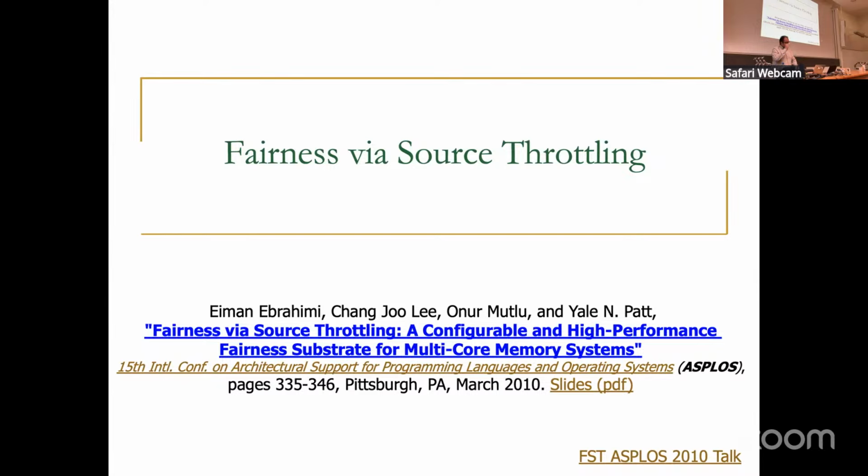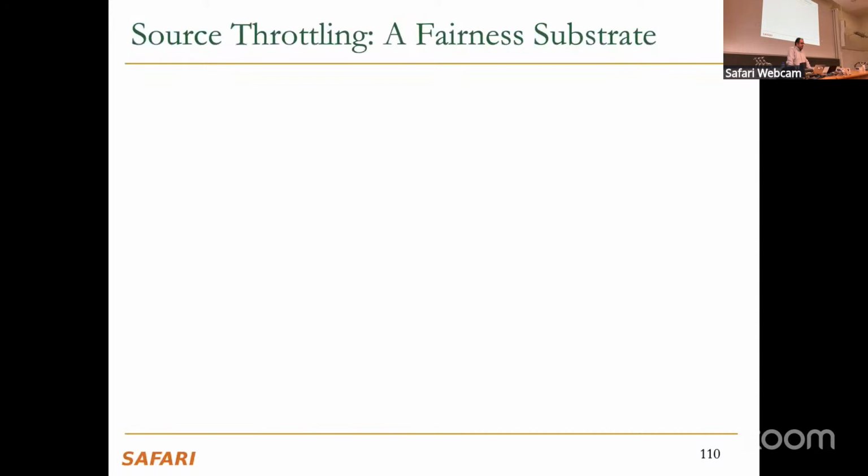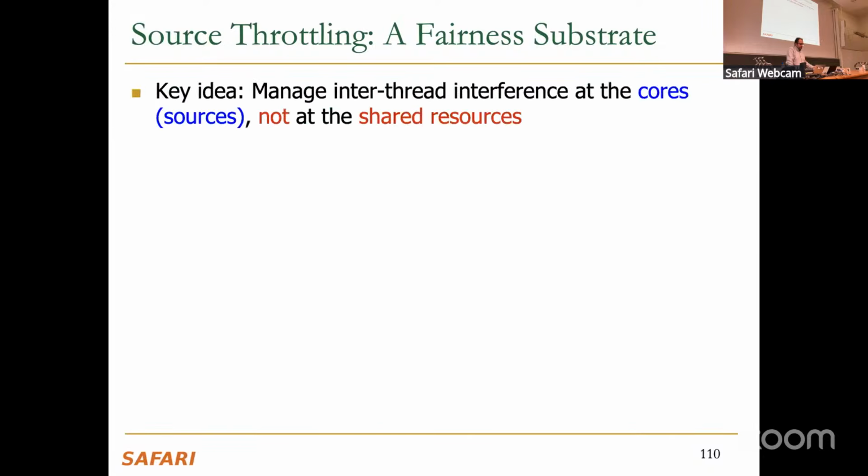Okay, so let's continue these techniques in the line of providing strong performance guarantees. The next technique can be using source throttling, which we also discussed in the last lecture, but here is a technique that we can use. So source throttling in general is a substrate that you can provide fairness with. The general key idea is to manage inter-thread interference at the cores, meaning at the sources, and not at the shared resources.